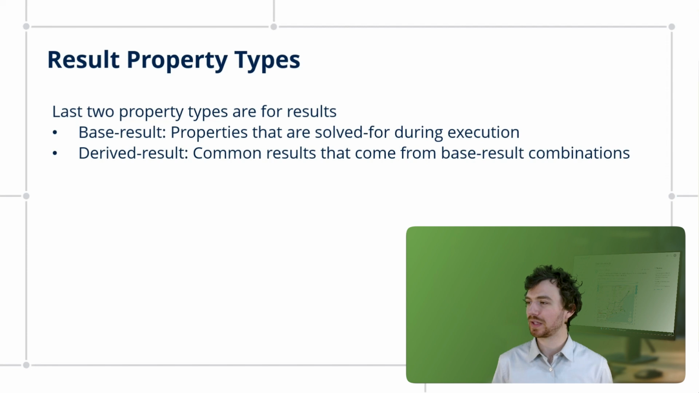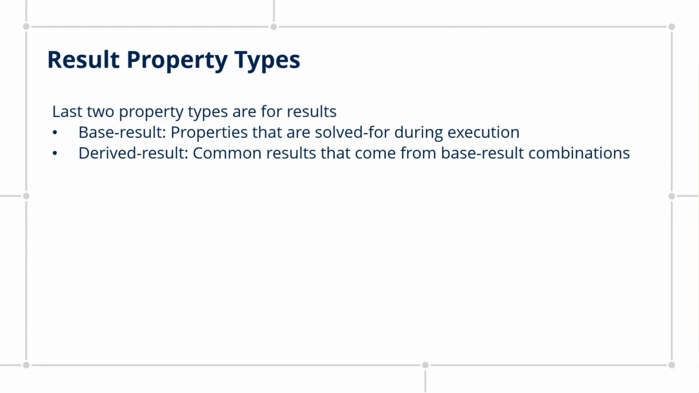A really important step in most workflows of Saint is looking at results, and that motivates our final property type. So far we've talked about network properties, event properties, and now we introduce result properties. There are 2 types of results properties. Base results, which are properties that are solved for directly during an execution, and derived results. And these are common results that come from base result combinations or arithmetic.